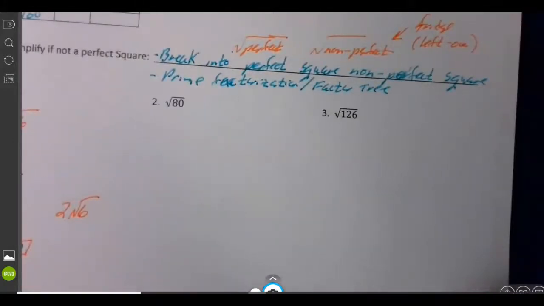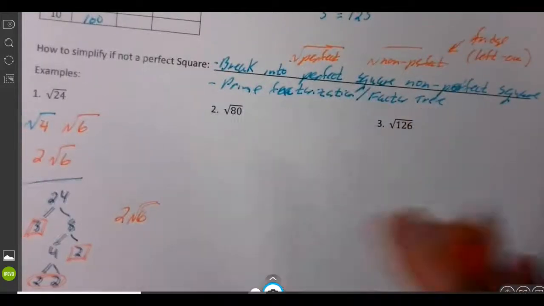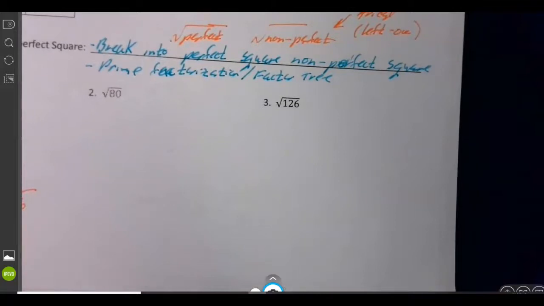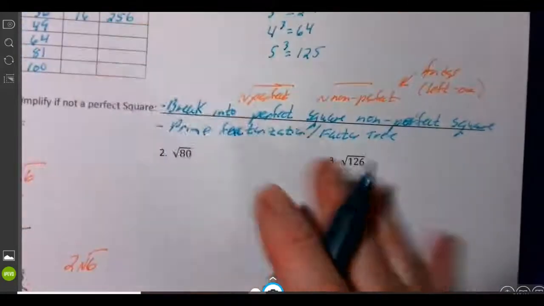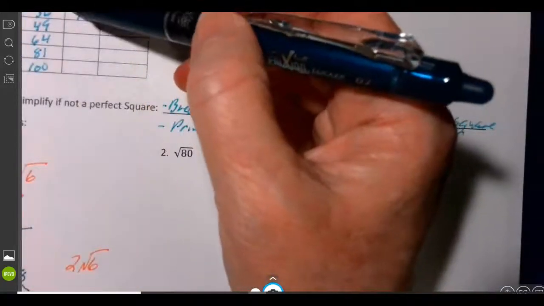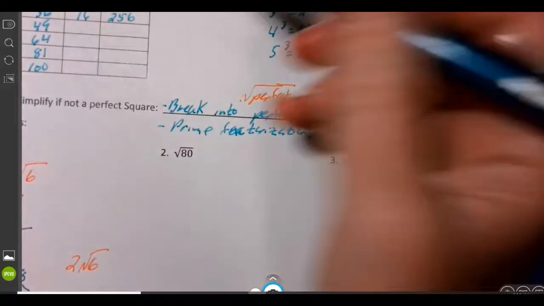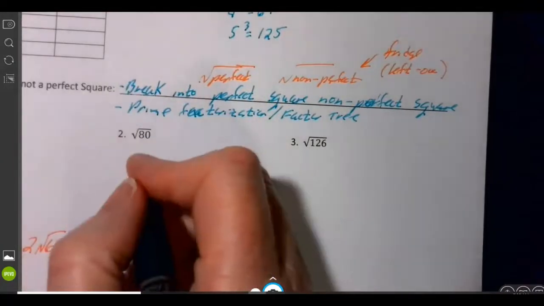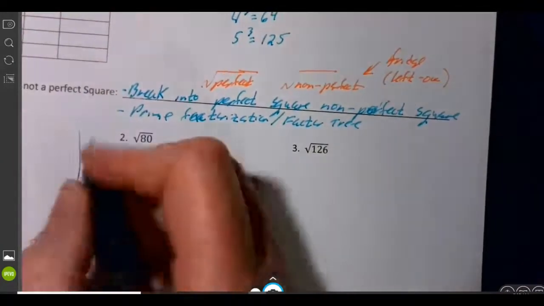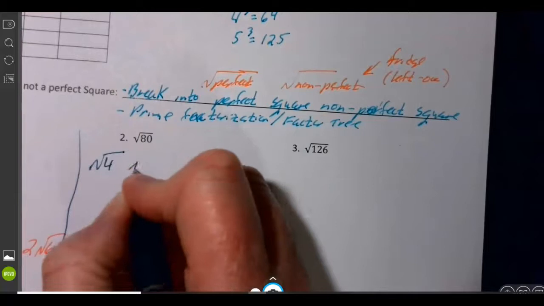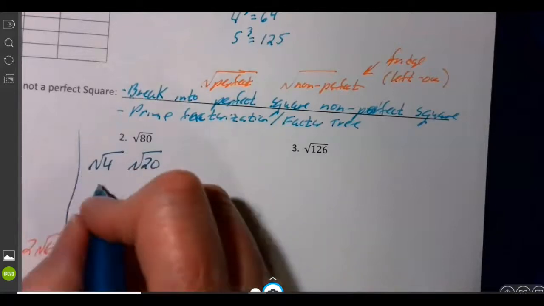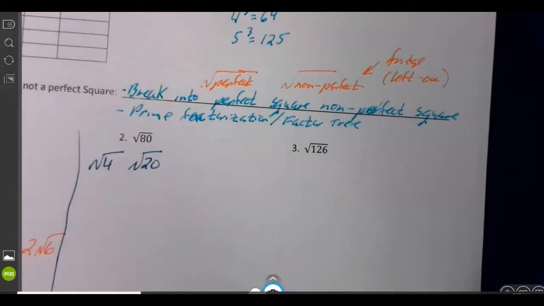Okay, look at 80. And again, I would love it if you would pause your video and try these on your own. Okay, 80. I can go perfect square, non-perfect square. So a perfect square that goes into it. I think 16 does, okay? But I'm going to show you that it doesn't have to be the largest one. So even if I broke this into 4 and 20. The reason I'm doing that is because I know those off the top of my head without using a calculator. This gives me 2.